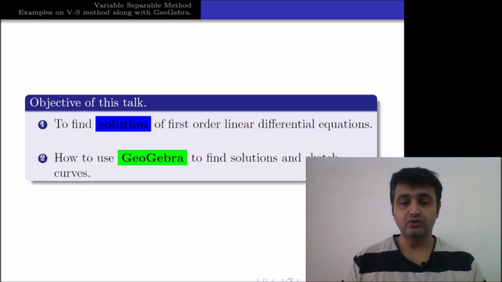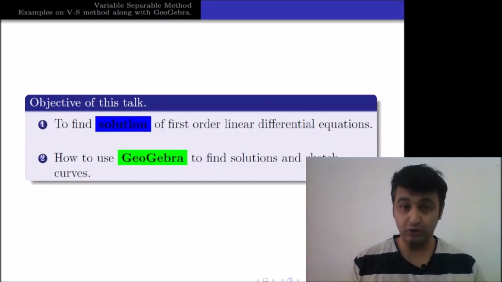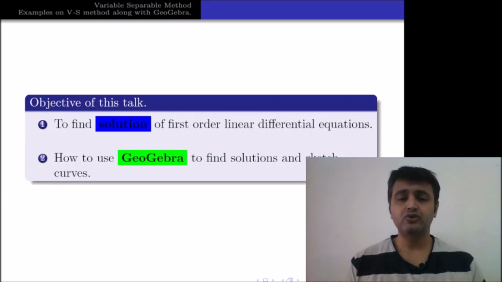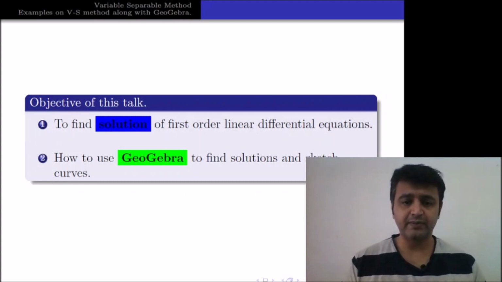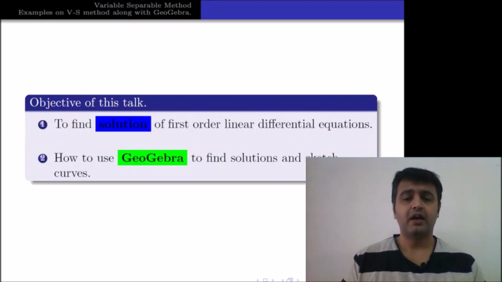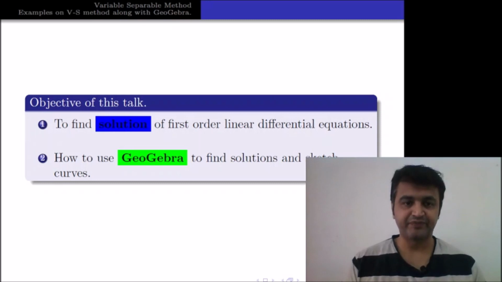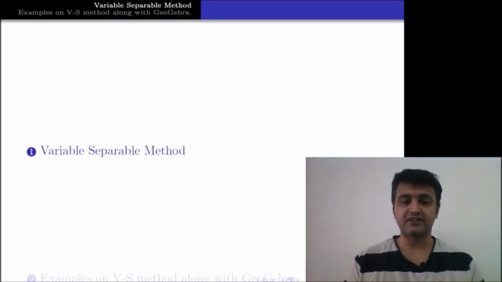So what is the objective? At the end of this talk you should be able to find the solution of a first order linear differential equation. Not all differential equations, I will state some conditions. And we will also use GeoGebra to find the solutions and to sketch the curves. So that's the objective of today's talk.